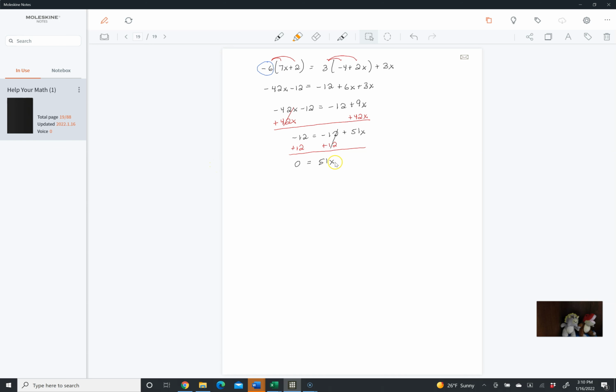Okay, we still have to isolate the x, so we still need to get rid of the 51. We're using inverse operations, so we multiplied x by 51. To get rid of it, we divide. The 51 over 51 just becomes a 1. Anything times 1 is itself, so we just get an x. And 0 divided by anything is just 0. So our final answer here is x equals 0. And that is okay.